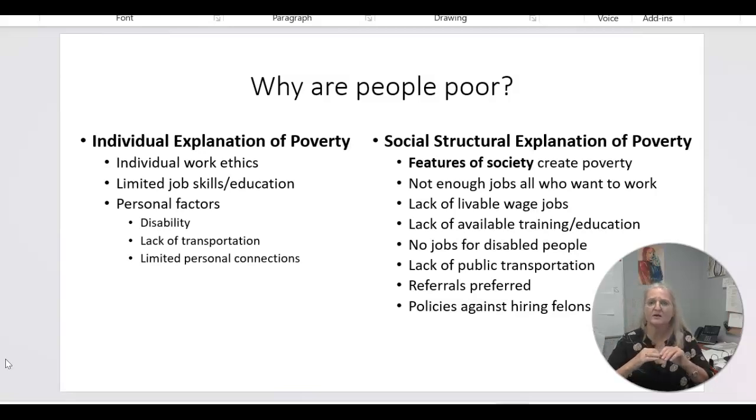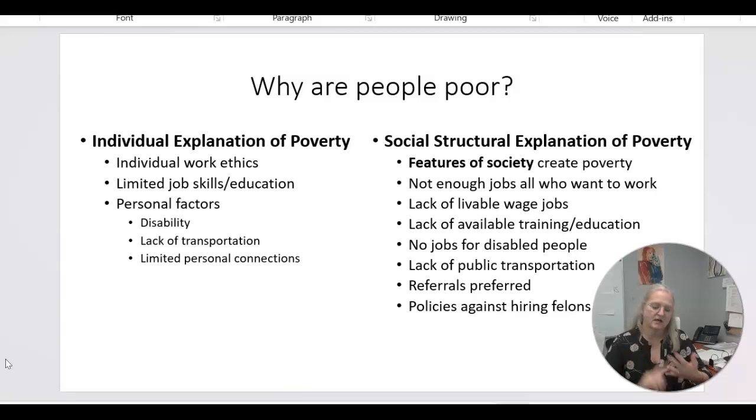Why are people poor? Okay, so this harkens back to another slide when we started talking about theory. The typical explanation in our culture is that people are poor because of something they have done wrong.